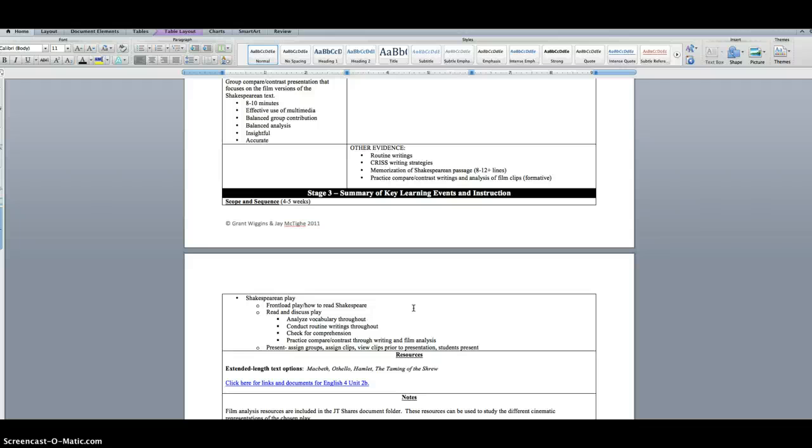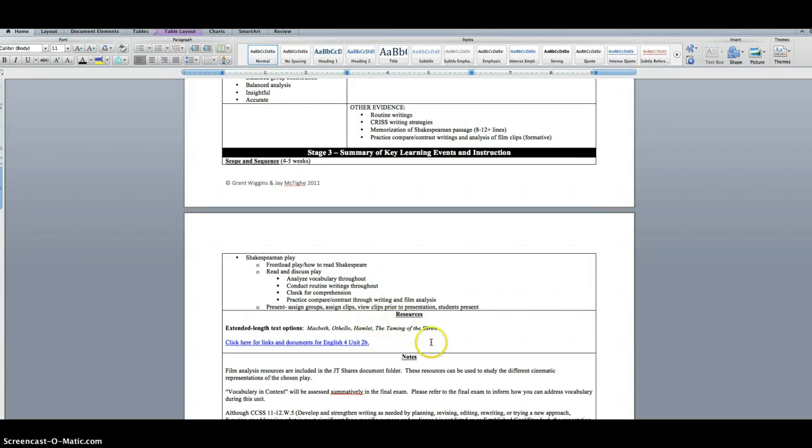While reading your play, it is recommended, of course, that you analyze vocabulary, conduct routine writings, check for comprehension, and then practice compare and contrast through writing, and also film analysis in preparation for that final project. Taming of the Shrew is also an option for this unit. If you click on this link, it'll take you to the Unit 2B folder, which will include various resources for this unit, as well as the film clips for Macbeth, Othello, and Hamlet for that compare-contrast project.